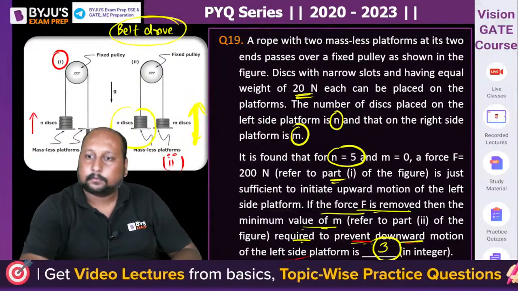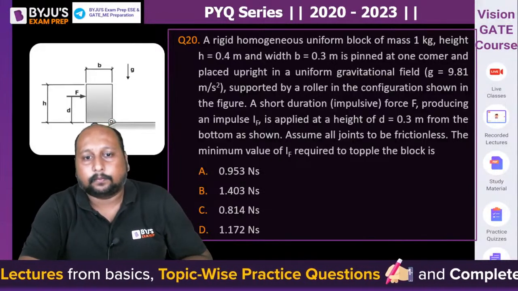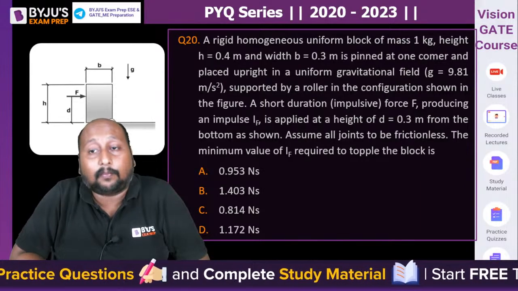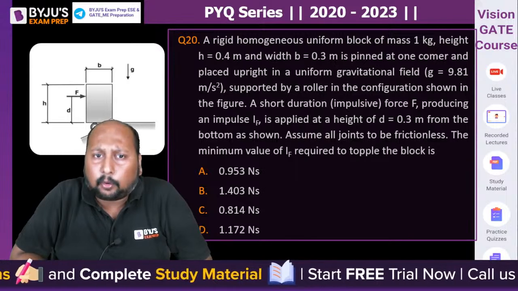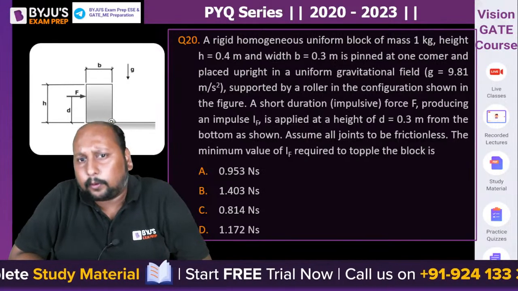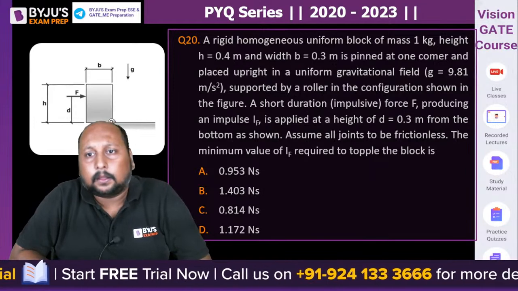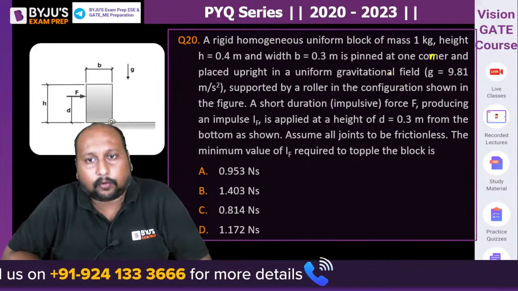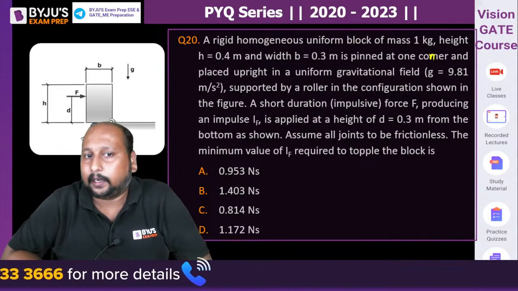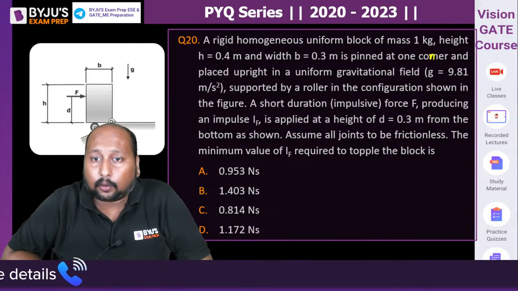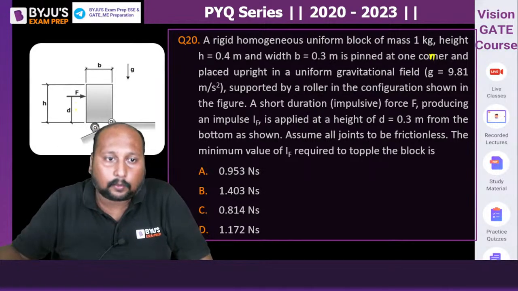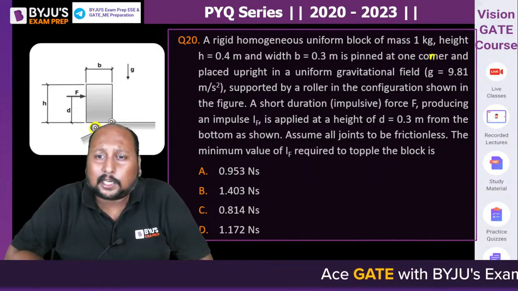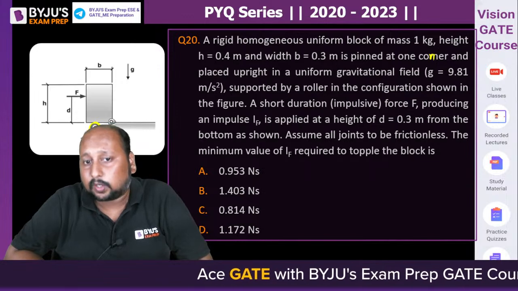Yes, chaliye next question. This one is also an interesting one. A rigid homogeneous uniform block of mass 1 kg, height 0.4 and width of 0.3 is pinned at one corner and placed upright on a uniform gravitational field. G is equal to 9.81 meter per second square, supported by a roller at the configuration as shown in the figure. There is a roller kept over. This is a roller.